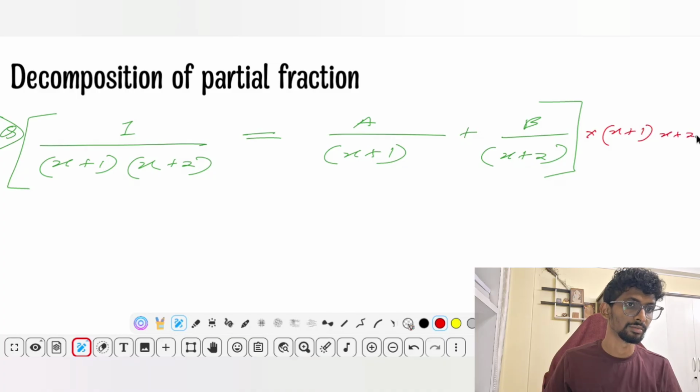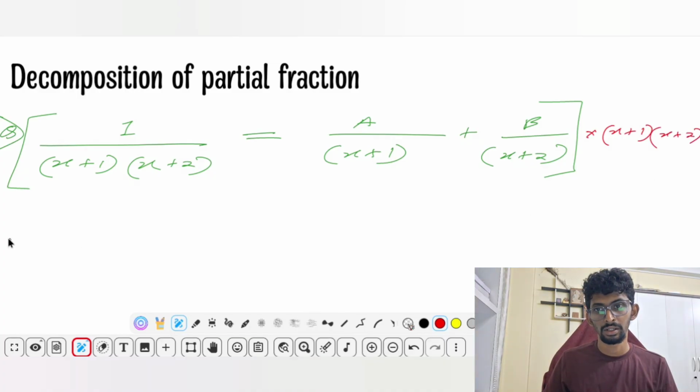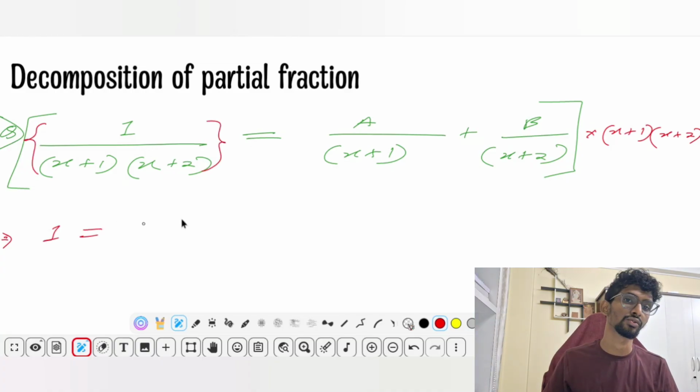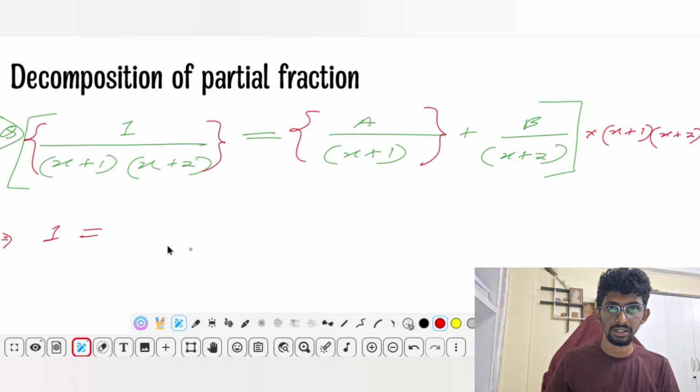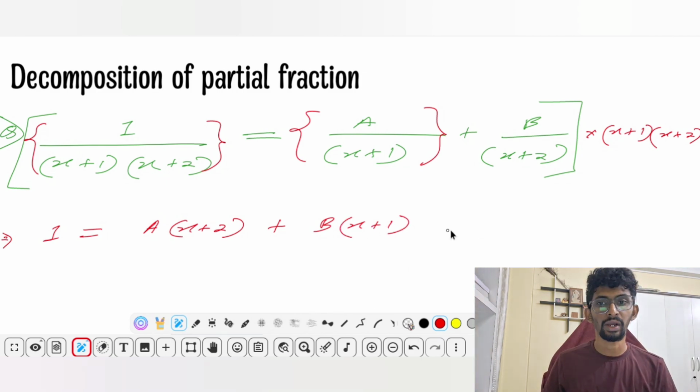X plus 2. Now, if I multiply this with this first part, I will get 1. That is, LHS part equals a by x plus 1 times this, so x plus 1 will get cancelled. We will be left with a times x plus 2, plus b times x plus 2 will get cancelled, x plus 1 will be left. Now, how to find a and b?